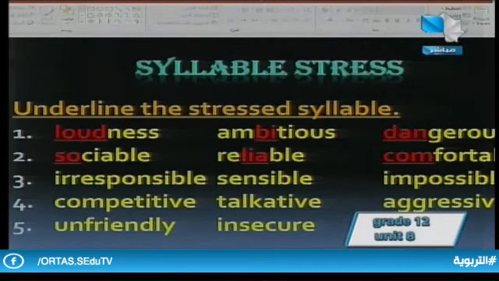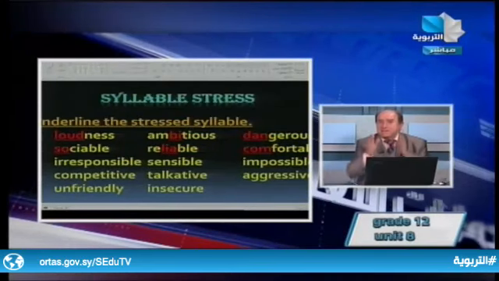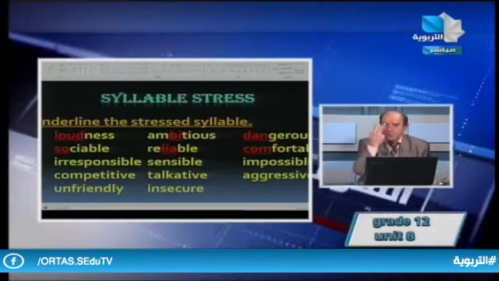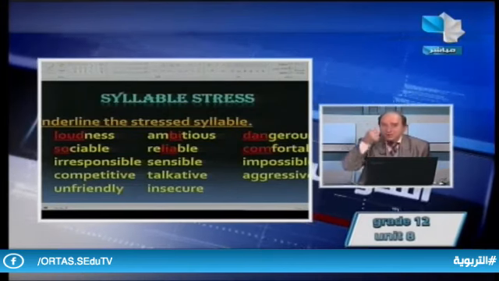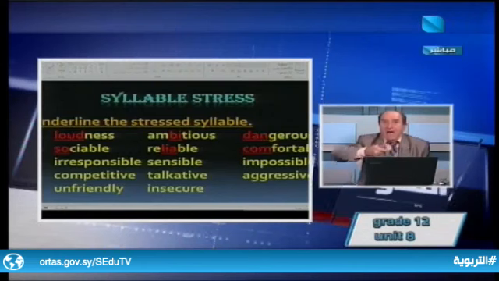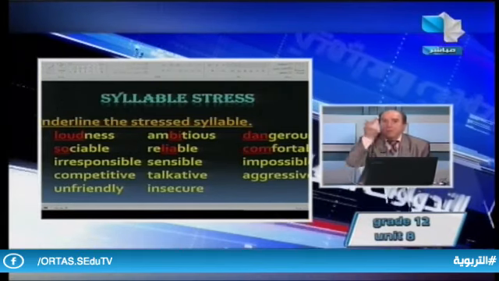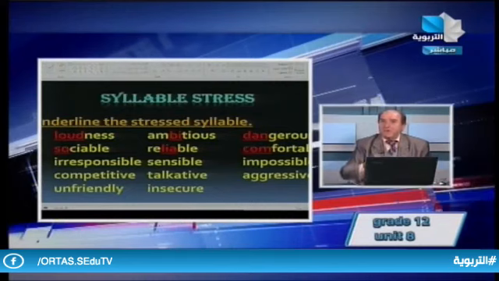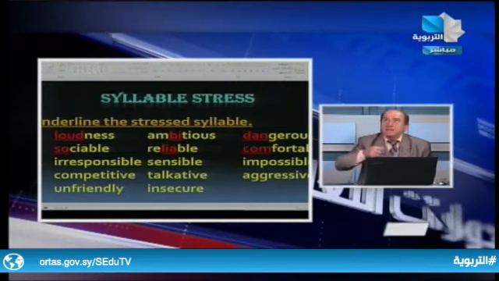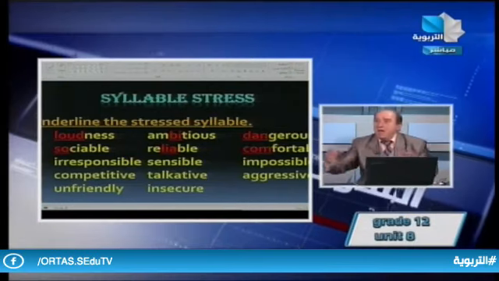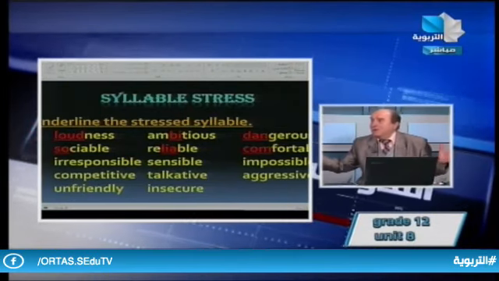So we say so-sha-bal. How many syllables do we have here? Three syllables. But the strongest one is the first one. So, dear students, when we have words consisting of more than two syllables, we stress the strongest and the longest one. For example, examination. So "ne" here is the longest syllable in the word, so it is stressed, right?